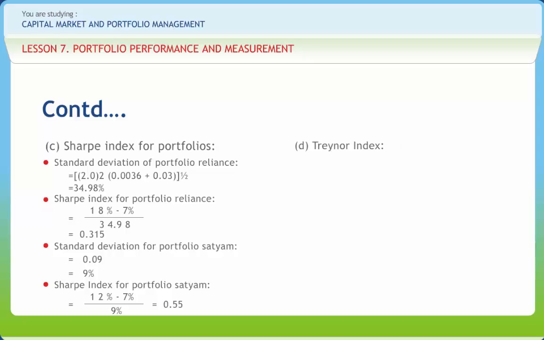D. Treynor index. Portfolio Reliance: 18% minus 7% divided by 2.0 equals 5.5. Portfolio Satyam: 12% minus 7% divided by 1.5 equals 3.33.